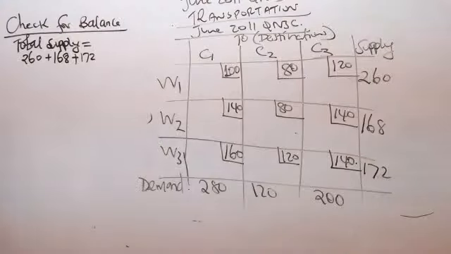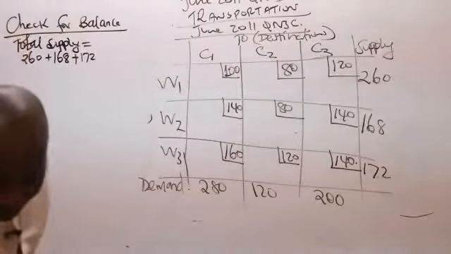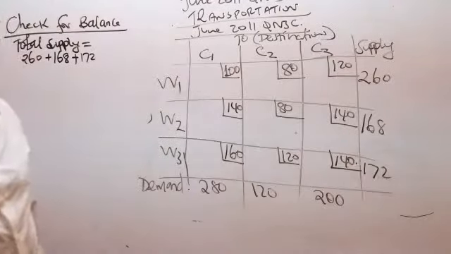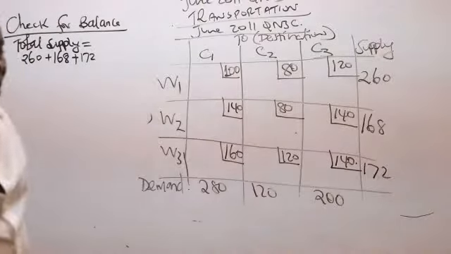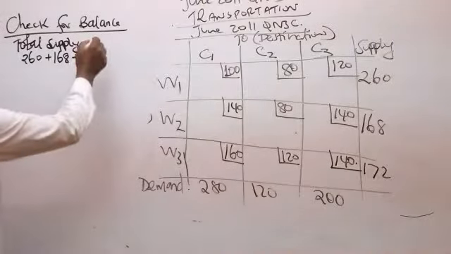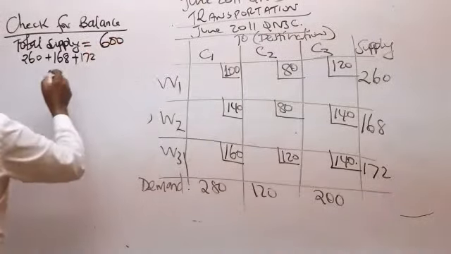What do we have, somebody? Please hurry up. Please give me that figure. So Lucy tells me it is 600. So this is the total supply.